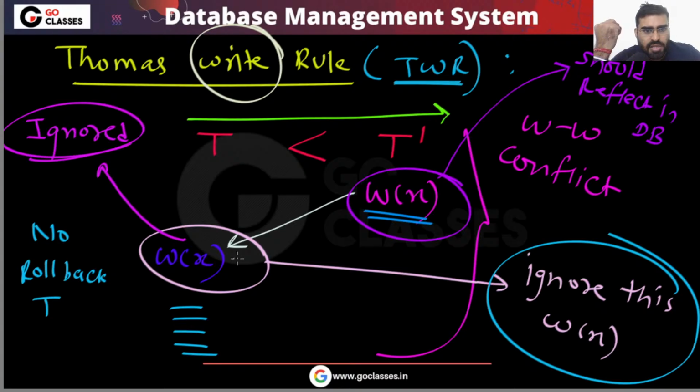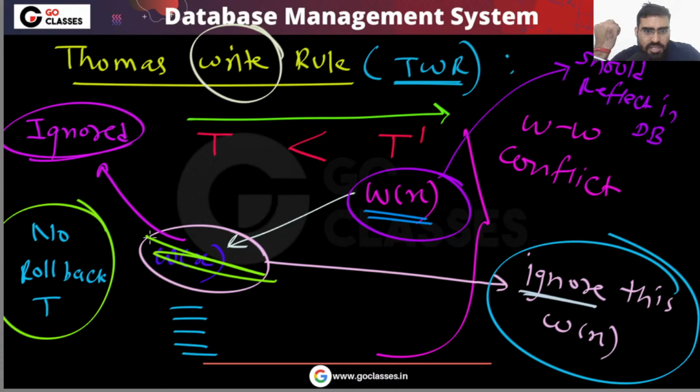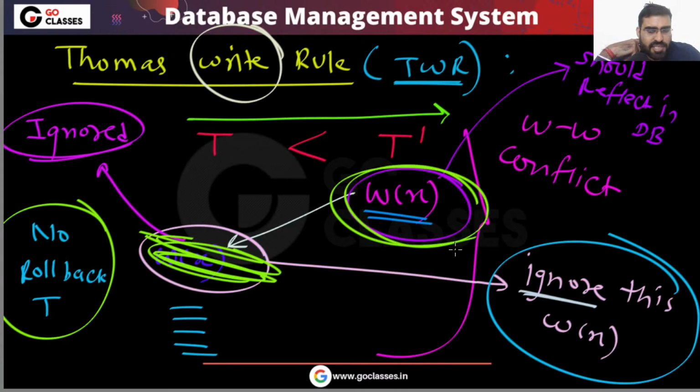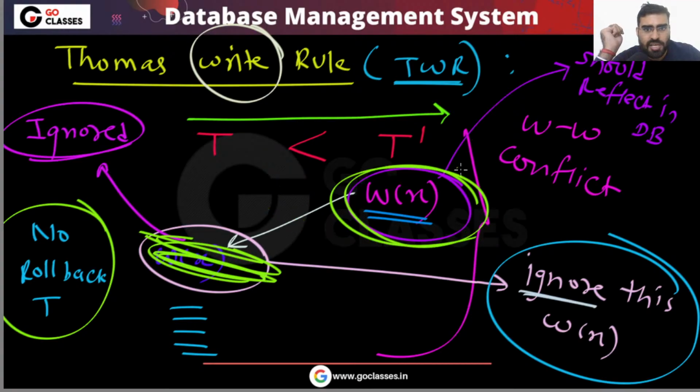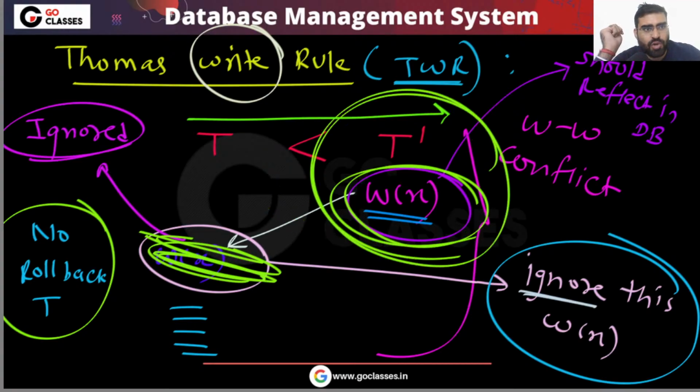So what you can do, just simply ignore this. Don't roll back. Very simple. Just ignore this, because ultimately, if you ignore this, the T dash write operation will be reflected in the database, and this is what you want. The final write operation should be done by T dash, and this is happening.